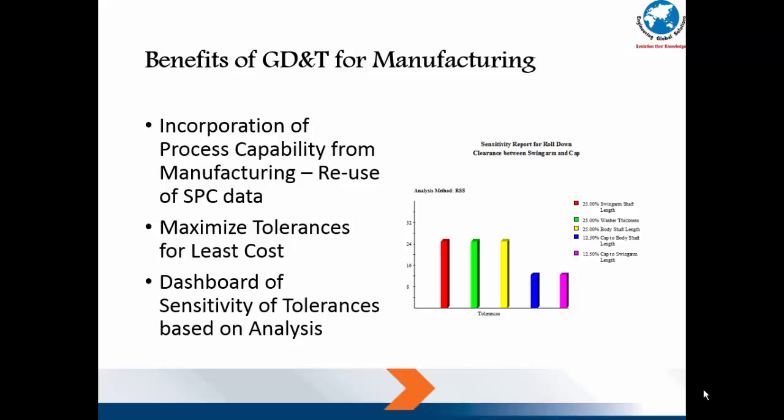Incorporation of the process capability from manufacturing, which is rarely done in design, and reusing the SPC data is a benefit of using GD&T in manufacturing. Maximizing the tolerances for least cost is a top priority. A dashboard of sensitivity of tolerances, based on analysis, helps us bring back those tolerances on the processes that are critical to quality back towards the median when the component starts deviating in its statistical process control.